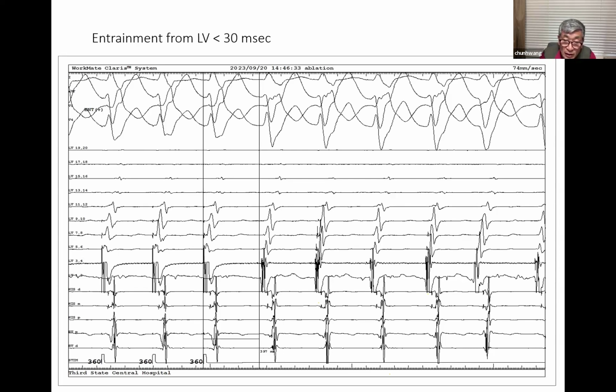So once you prove the re-entry mechanism, maybe you can try an empirical ablation using several methods suggested by a few investigators in the past, especially Cedars. He has some mathematical formula to figure out where the potential circuit is, but none of those are very specific. You could end up creating more lesions, especially in such young patients. I think my best approach is to bring them back and try to minimize the number of lesions instead of putting a lot of burn in there.